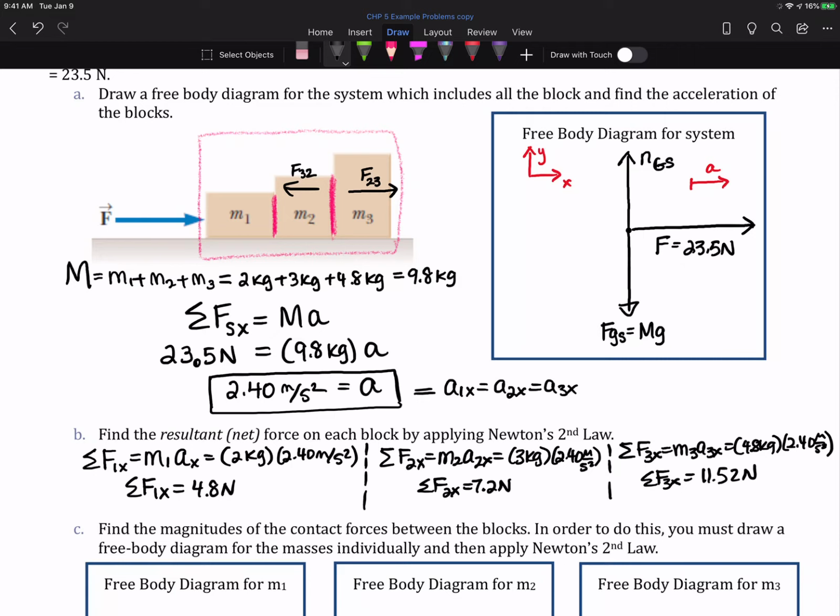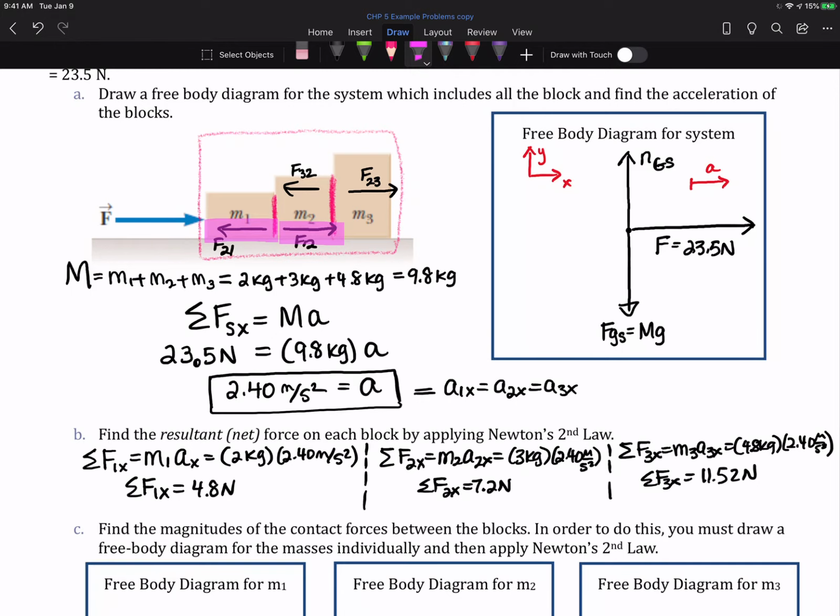In the same regard, mass 1 pushes on mass 2, and 2 pushes back on 1. Now, it's very confusing the way that I've drawn this picture because I'm not separating out the masses. But it is important to realize that these pairs of forces are acting on different objects.